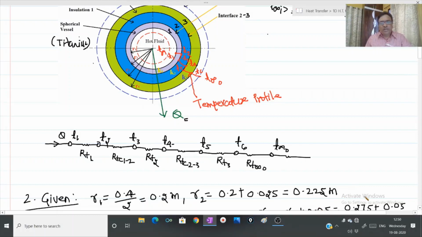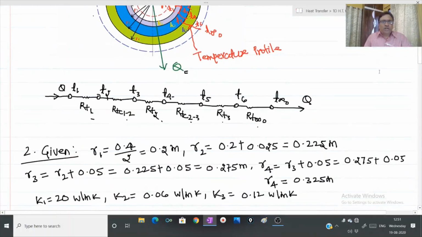And finally, heat will be dissipated to the environment. So this way we can draw the equivalent electrical circuit. As we can see, there will be a total of 6 thermal resistances. 3 will be by solid layers, 2 will be in the form of thermal contact resistance, and 1 will be by the surrounding fluid, which will be convective thermal resistance.